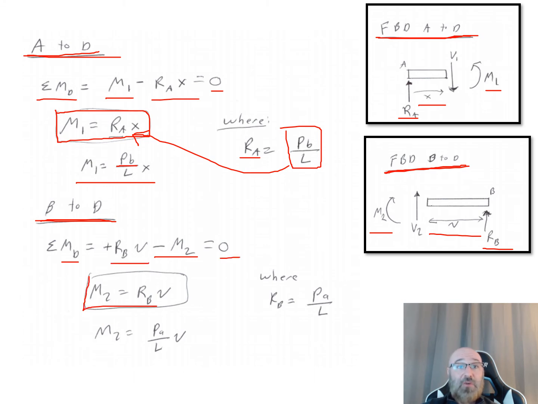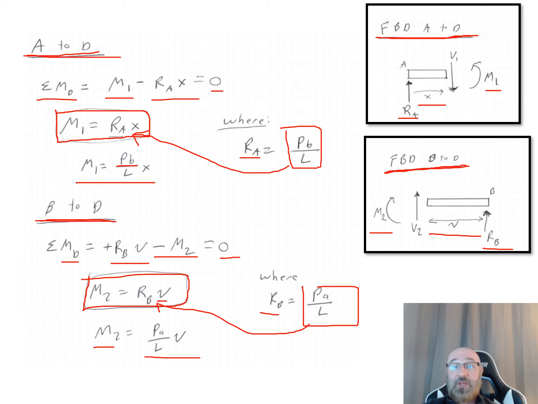Rearrange this. M2 is equal to R_B v. Now we have an expression here that we saw earlier that R_B is equal to our PA over L. So we can plug that in for our R sub B. And what we find now is we have M2 is equal to PA over L times v.